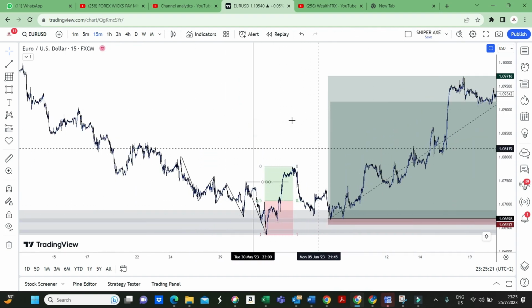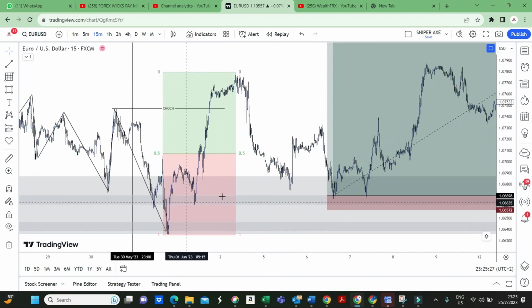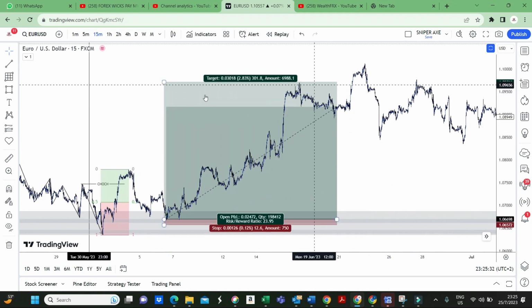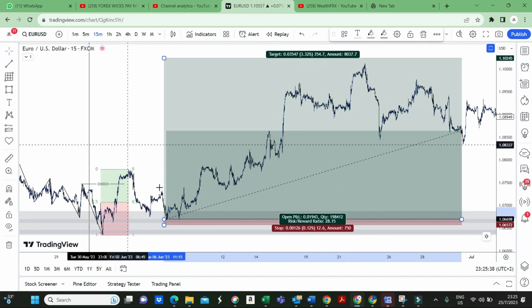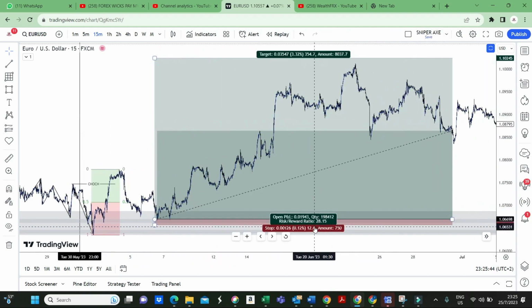So after this charge, you just mark your demand zones within the discount zone. If you look at the strategy I was explaining in the previous video, you can see that this is where we got our buys. If you look at the risk of this trade, we're just risking 12 pips. You just put your buy limit at this price.